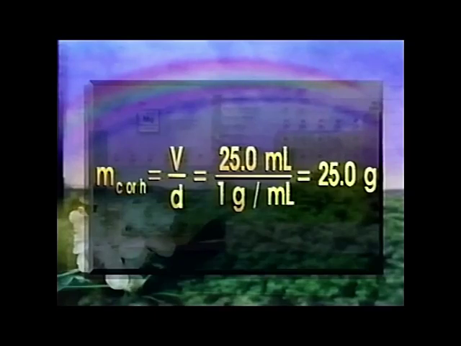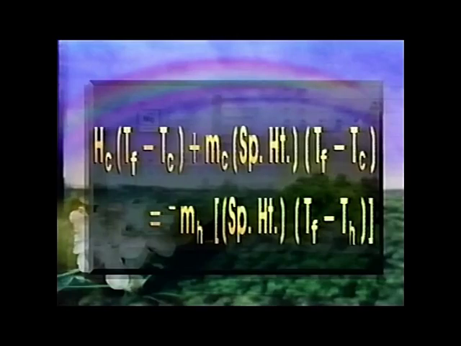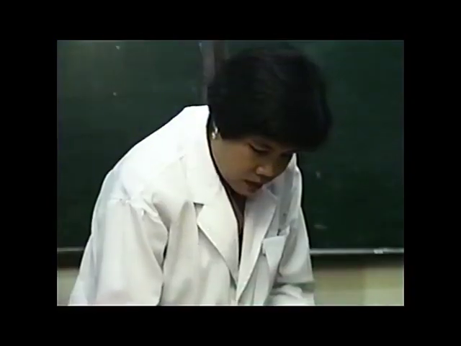The density is 1 gram per milliliter. SpHT in the equation stands for the specific heat of water, which is 4.184 joules per gram degree. Note that the heat evolved is denoted by a negative sign. We now know the heat capacity of the calorimeter.